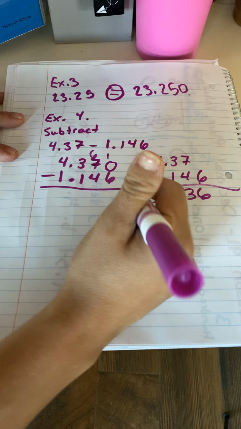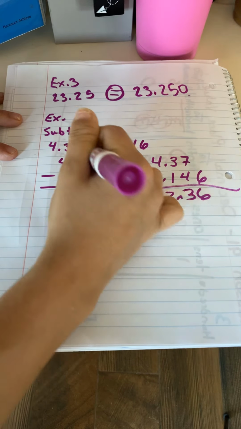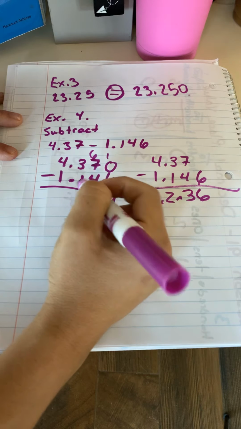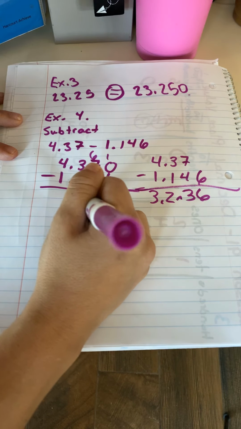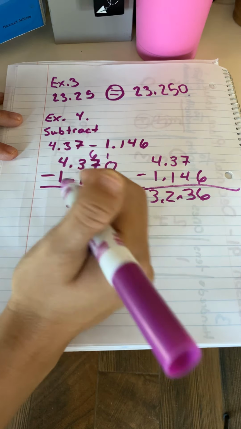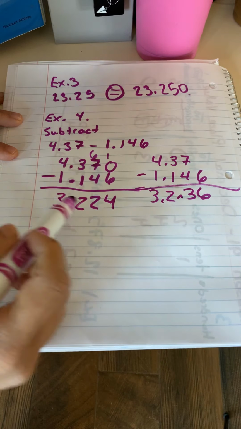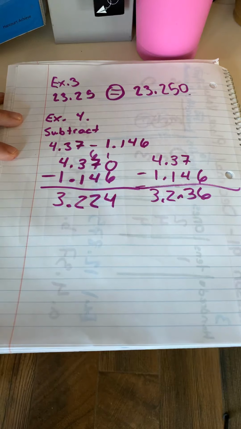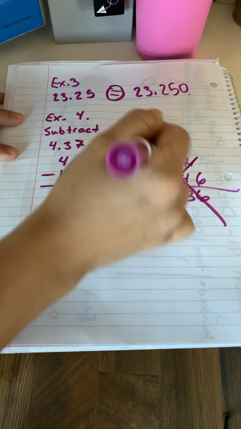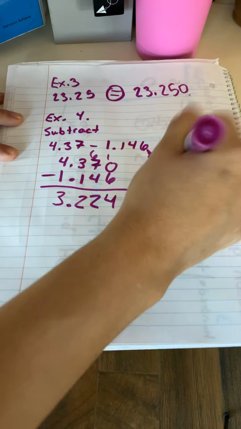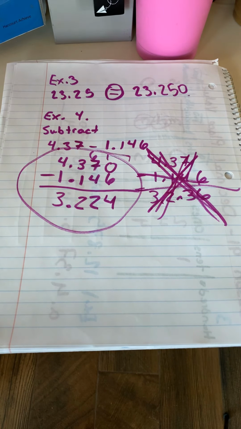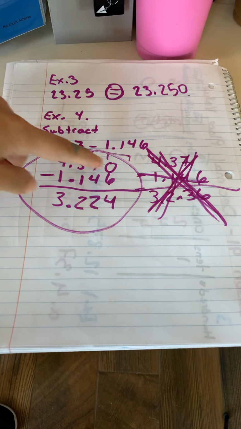10 minus 6 is 4. 6 minus 4 is 2. 3 minus 1 is 2. 4 minus 1 is 3. 3.224 is different than 3.236. This is what I do not want to see. This is what I want to see. So don't forget to put the 0.